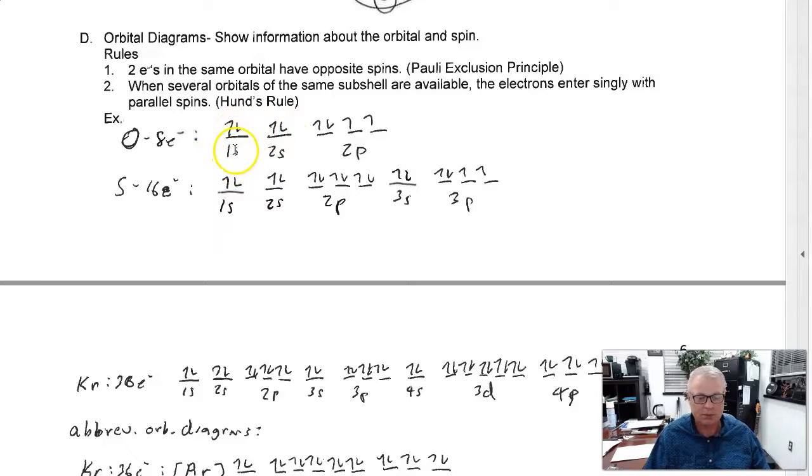There's your 1s orbital. Okay. How many electrons can I put in that orbital? 2. Any orbital holds 2 electrons. Remember, we talked about this?